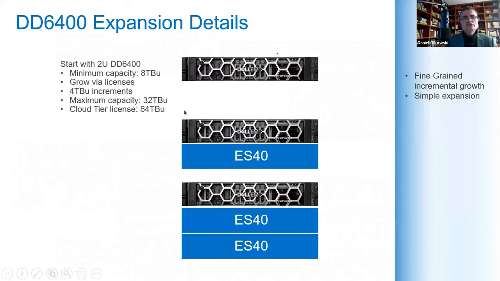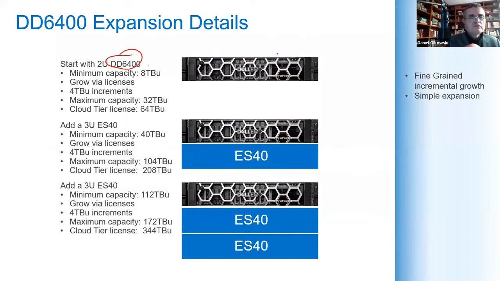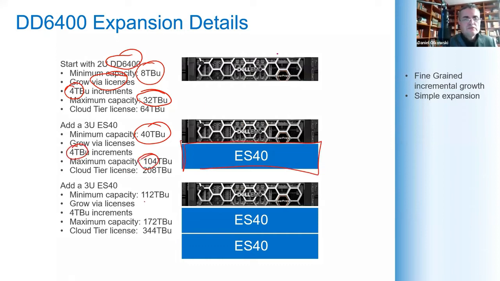Okay, and here this is just a summary of what we said. We start DD6400 with 8 terabytes via licenses, in 4 terabyte increments. We can set up the capacity up to 32 terabytes. Then we can go to 40 terabytes net usable, and we can buy a license, and then we will get a shelf.